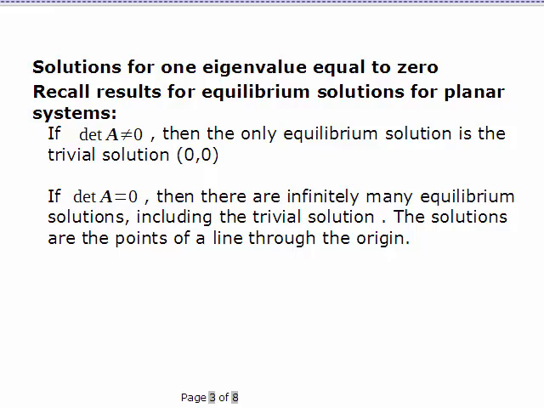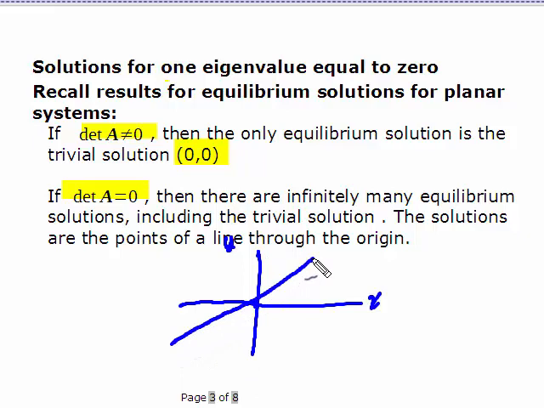If you recall from our discussion previously about the equilibrium solutions for planar systems, there were two cases. If the determinant of A is not zero, then the only equilibrium solution is a trivial solution at the origin. If the determinant of A is zero, then there are infinitely many equilibrium solutions, including the trivial solution. The solutions are occupying a line, so here would be a coordinate system in your phase plane, so this is y and x. You will have this as an equilibrium solution at the origin, and you'll also have a line through there, and that's also a line of equilibrium points.